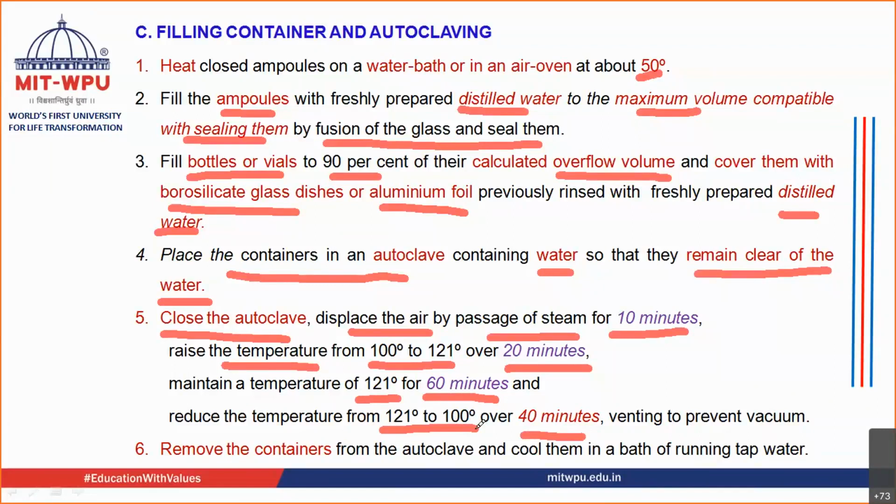degrees Celsius. So you are going to raise the temperature from 100 degrees Celsius up to 121 degrees Celsius. You are going to maintain it for 60 minutes, and again from 121 you are going to bring it down to 100. That is how you are going to maintain the temperature condition inside the autoclave. Once the cycle of 10, 20, 60 and 40 minutes is completed, you are going to remove the containers and cool them in a bath of running tap water. So you are going to remove the container and cool the container.